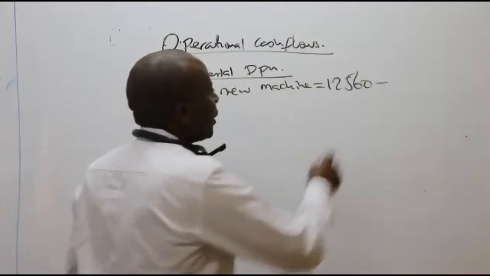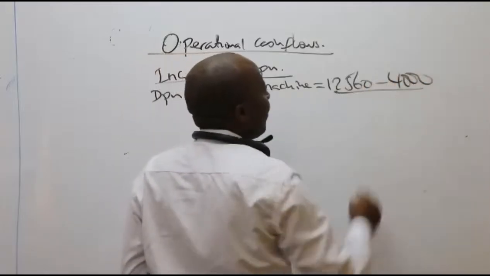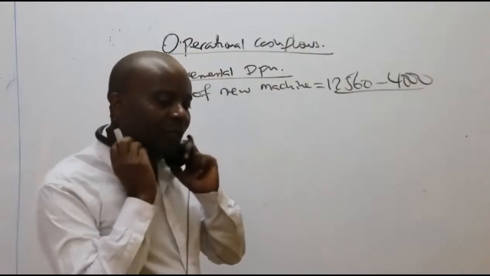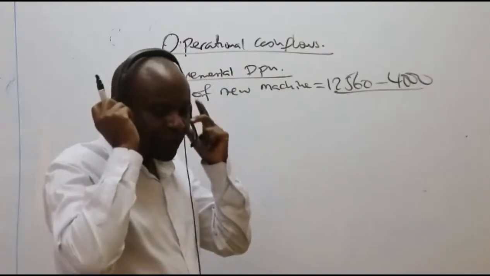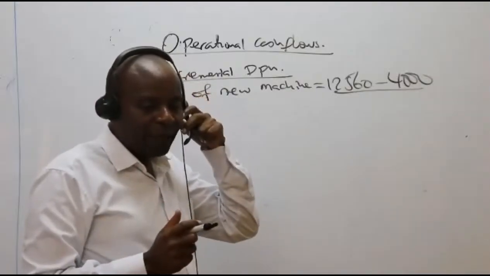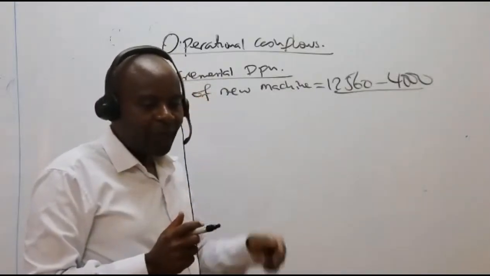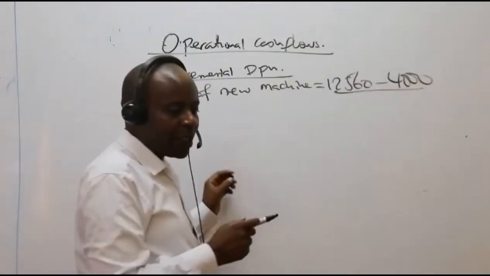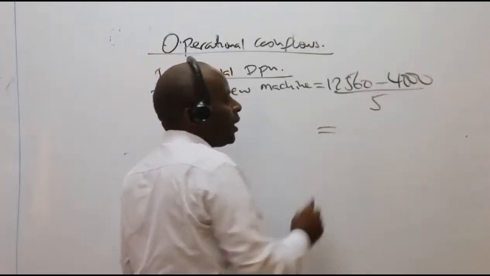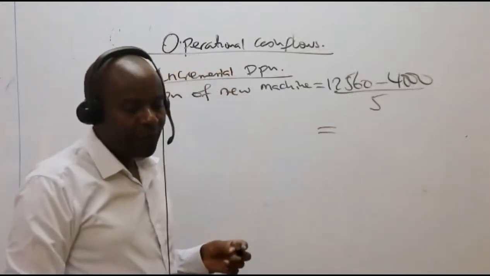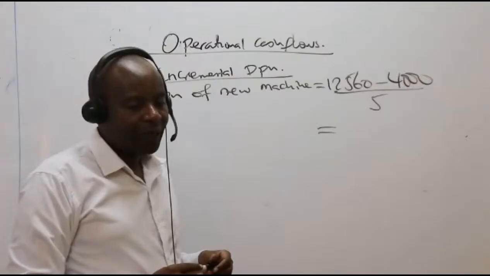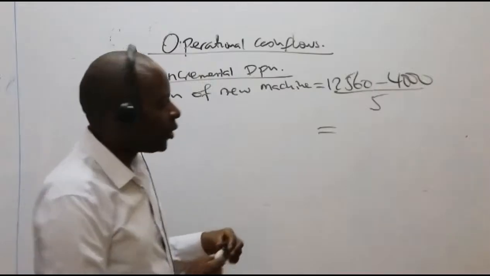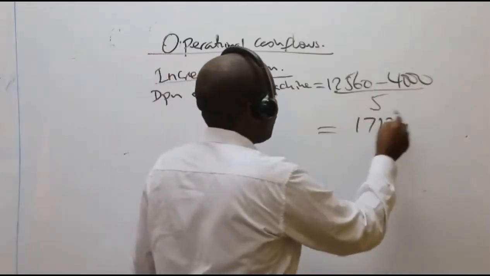So 4,000 divided by the number of years, which is how many? What do we have as our number of years? Are you able to hear me now? Number of years, 5 years. So then could you kindly give me this depreciation here? 1,712. Thank you very much.